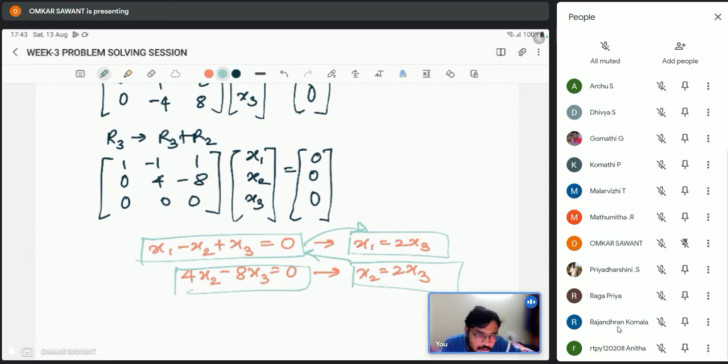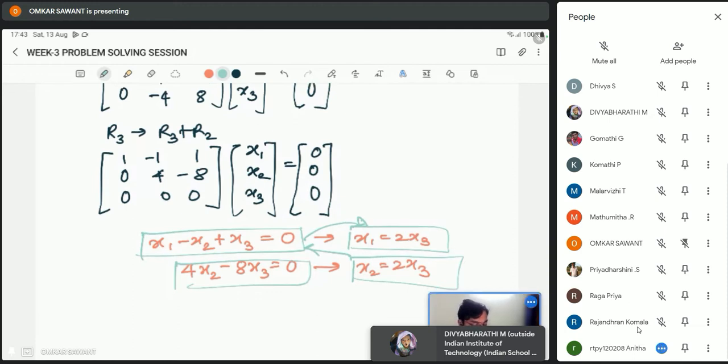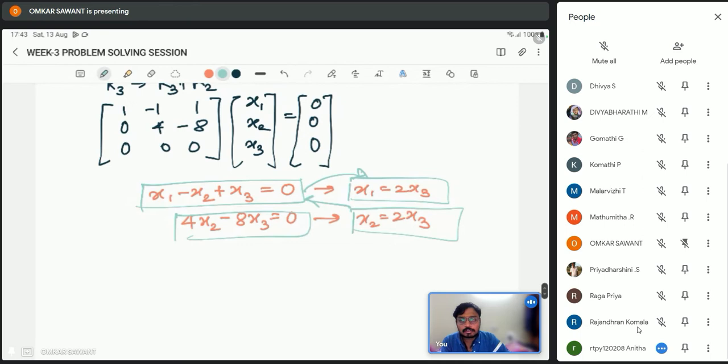Rajandharan Komala, sorry if I'm pronouncing it wrong. Okay. Are you there, Rajandharan? Not there. Anita, are you there? Yes, sir. Did you calculate the eigenvector? No, sir, I'm doing it. Okay, you are following, right? You are getting the things? I had joined somewhat late, sir, but I had some idea. I'm doing it. Okay, if you find any difficulty, please let me know.